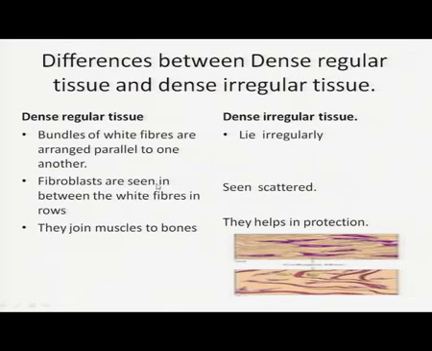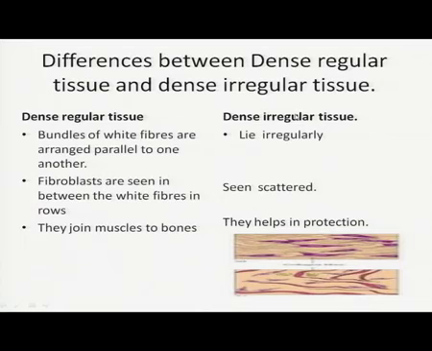Fibroblasts are seen in between the white fibers in rows. The cells, fibroblasts, are seen in between the white fibers, and they are also seen in definite rows. So, they are also arranged in a definite, regular manner. They join muscles to bones.